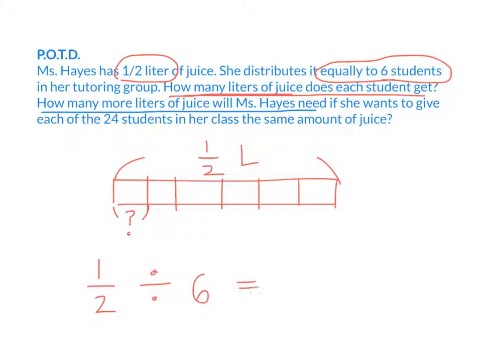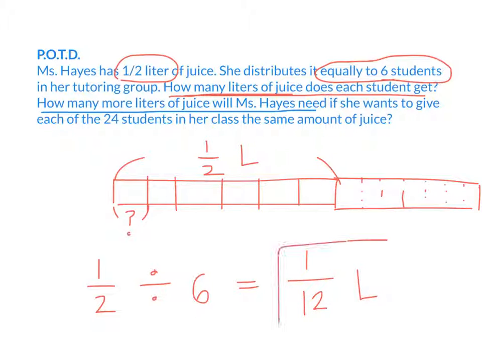6. Very good. So if I were to take this half, so by the way, she only has half a liter, right? That would be a full liter. Do you agree? Okay. And if I were to split this part into 6 as well, 3, 4, 5, 6, how many units is my whole liter divided up into? 12. Okay. And so each student will get 1/12 of a liter. That's only the first part of the question.